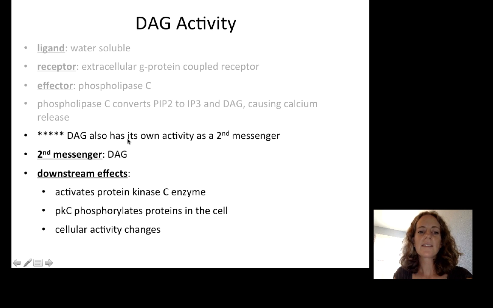In addition to this PIP2 calcium calmodulin complex, the DAG portion of this interaction can also have its own activity as a second messenger. So DAG can activate a different type of enzyme called a protein kinase C enzyme, which can, guess what, phosphorylate a bunch of proteins and make a bunch of cellular activity changes. So if you want to sound really smart and somebody says, what does that enzyme do? You can say, well, it phosphorylates proteins, which causes a lot of changes in cellular activity. Very general, right? That's what these enzymes do. And it is the second messengers that will activate these enzymes.